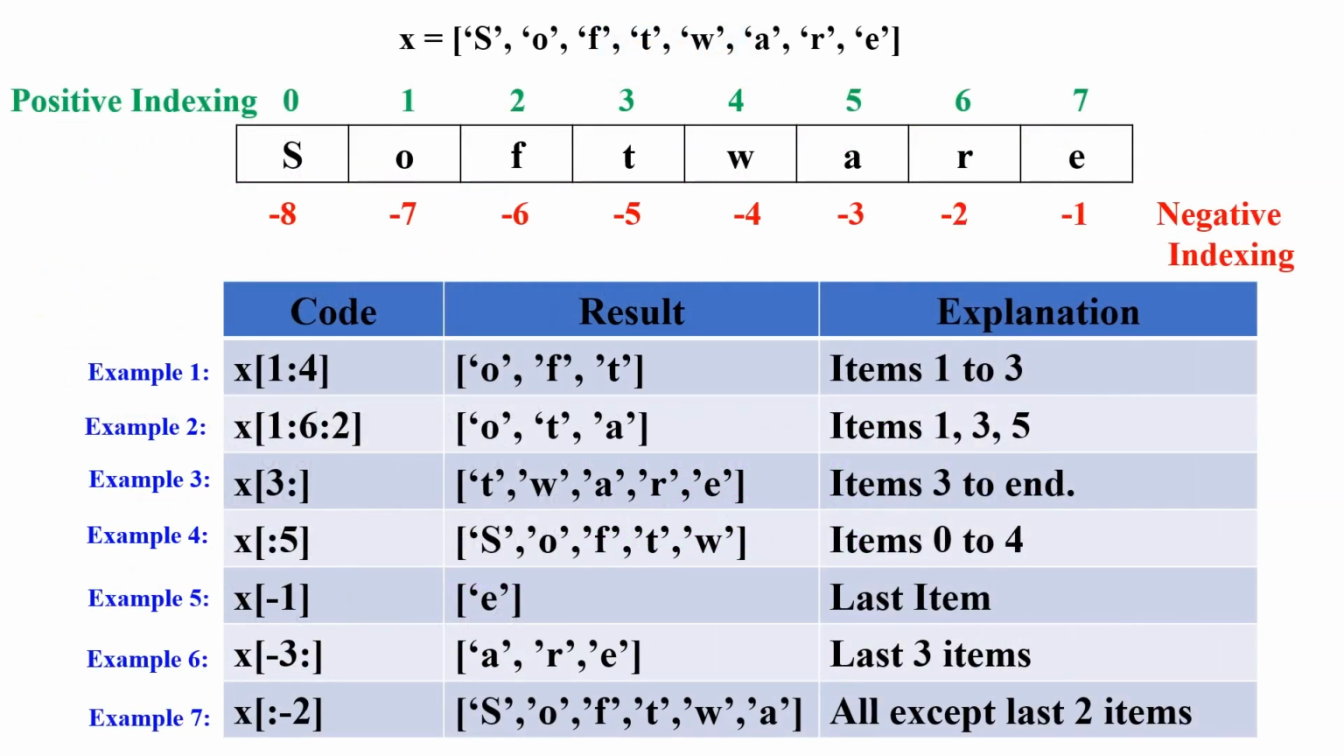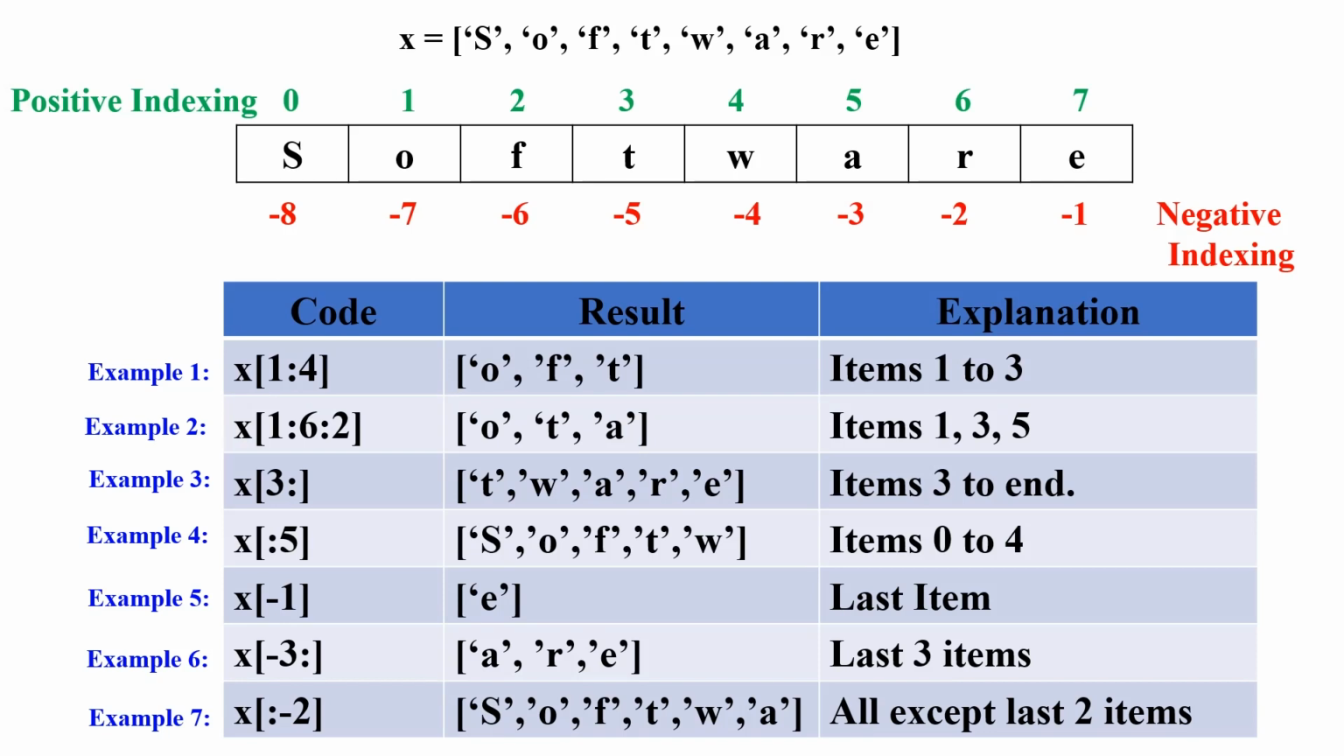Let's see some examples. Let us consider a list or sequence as x equals SOFTWARE. The various slicing operations performed on this sequence are shown in this table. Now look at the table. Example 1. x[1:4]. Now look at the above picture.